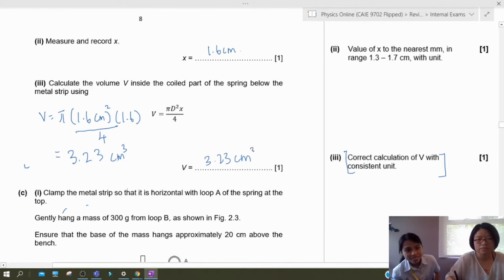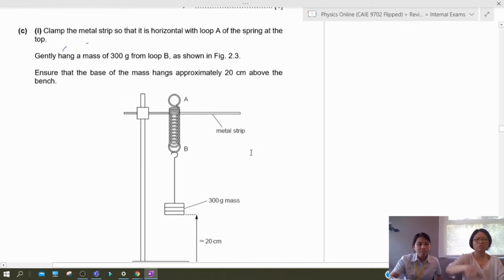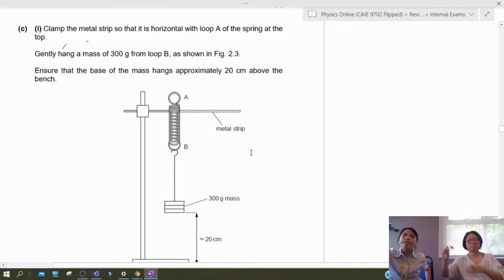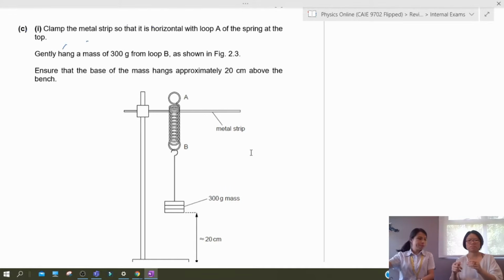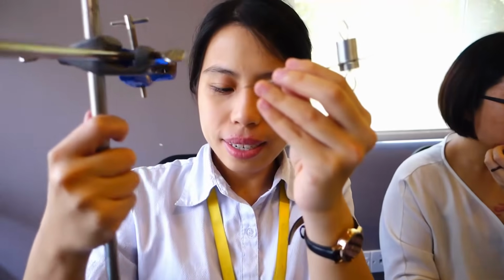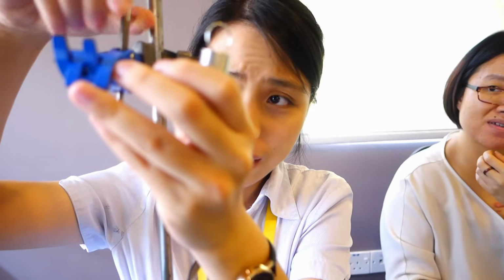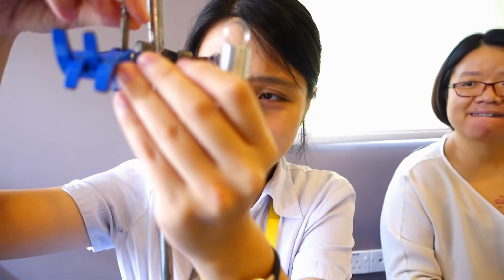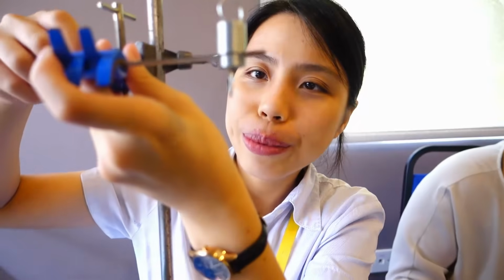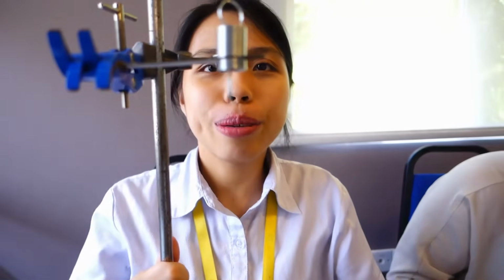Clamp the metal strip so that it is horizontal with the loop. Okay, so now I have to set up. Clamp the metal strip. This one you already did for me. Clamp where? Clamp here. How to clamp? It cannot be straight, it's a bit tilted. There's a problem with this thing. Never mind, I try my best.